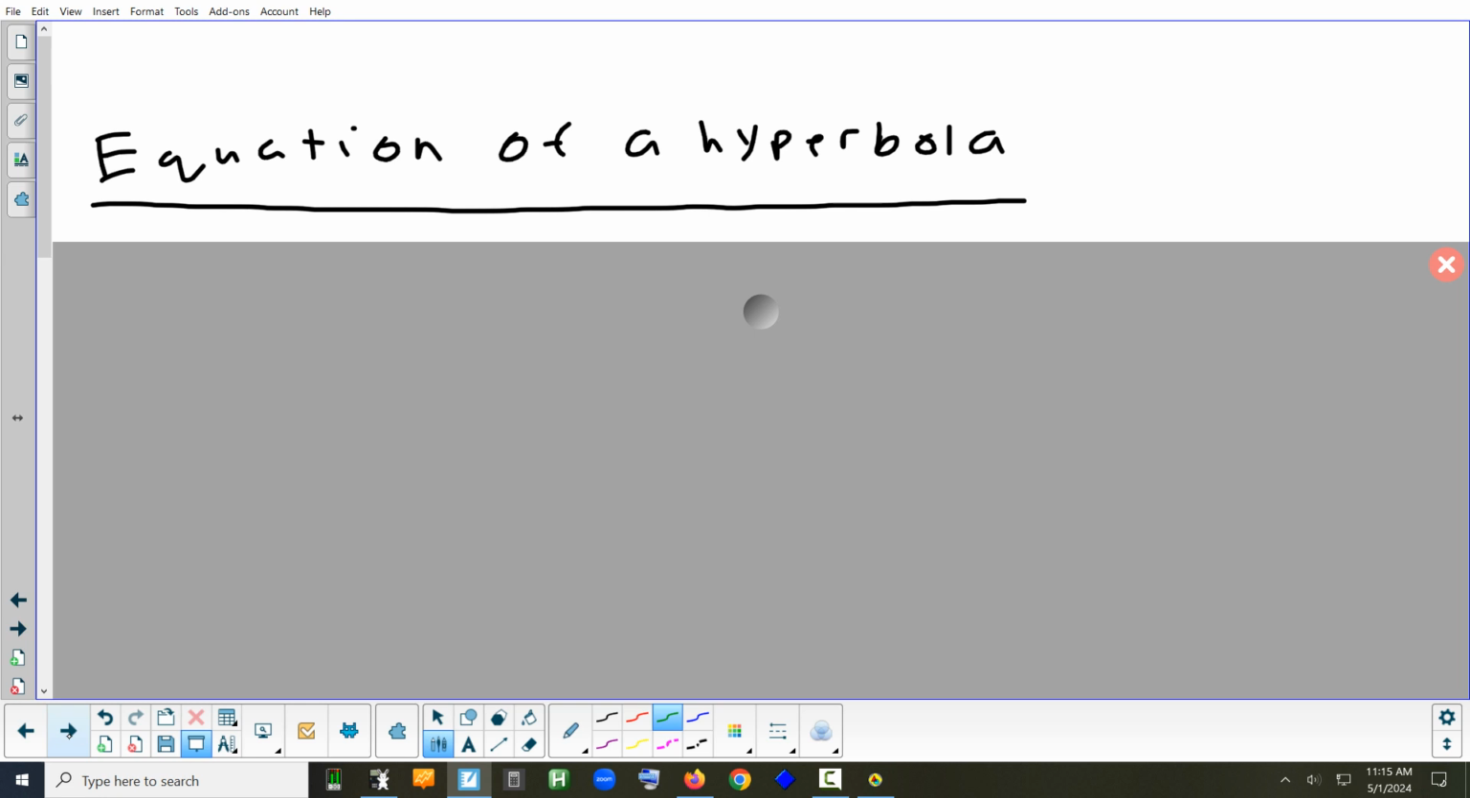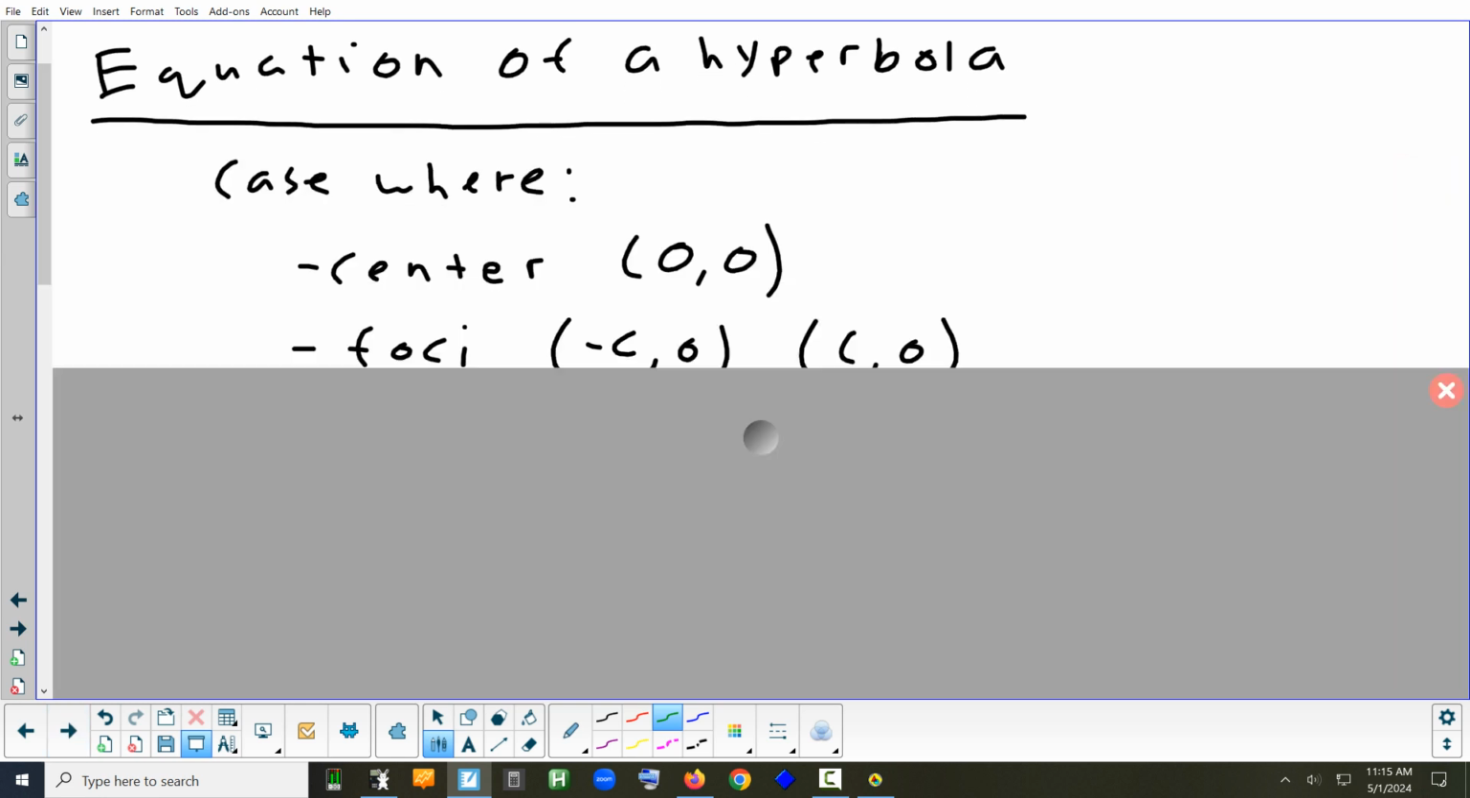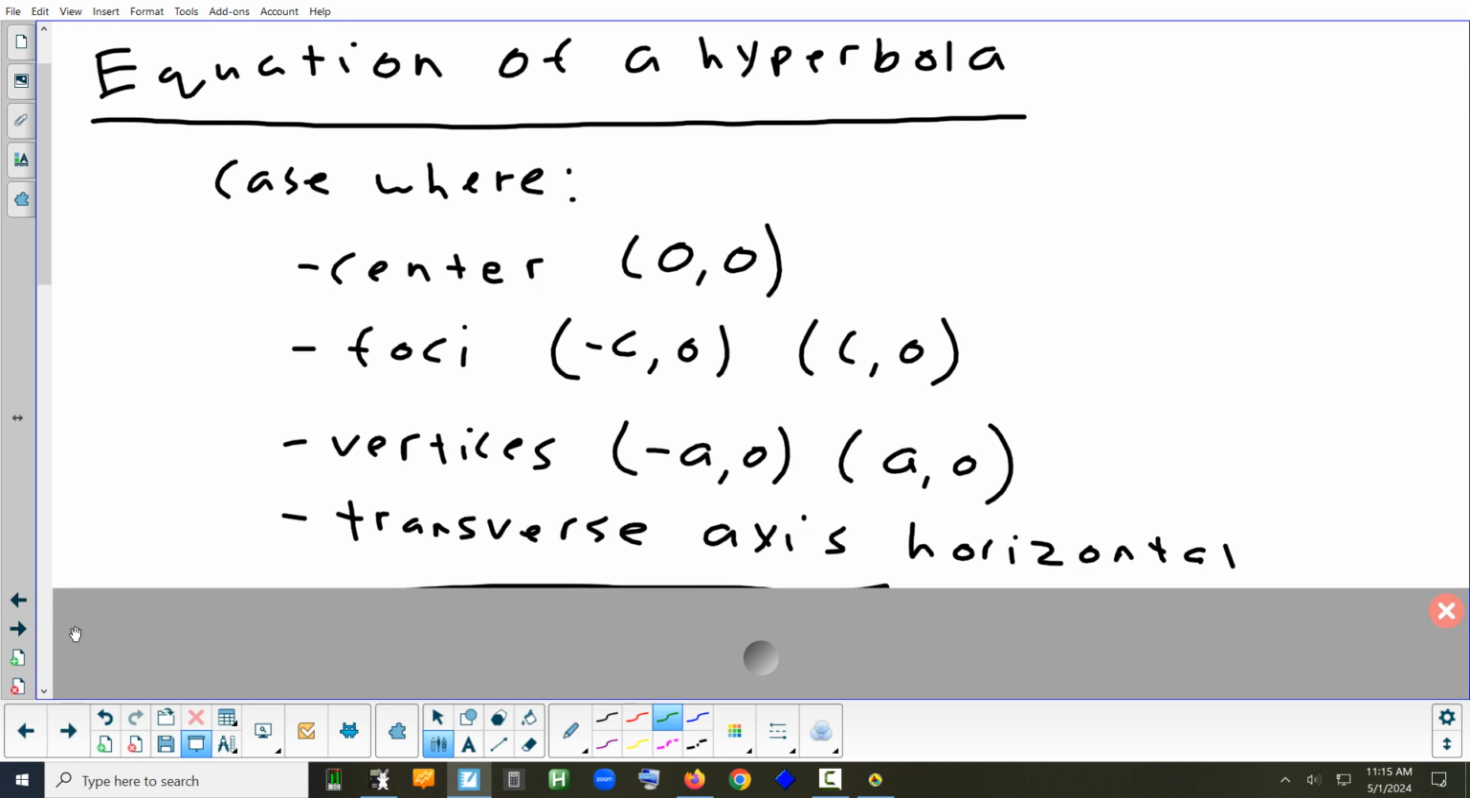Okay, so the equation of a hyperbola. You're going to notice a lot of the stuff looks exactly the same as when I wrote it for an ellipse. The center is at the origin. The foci are C units away from the center. The vertices are A units away from the center. That's the same. And this is going to be the one where the transverse axis is horizontal. So we're talking about one that looks like that.